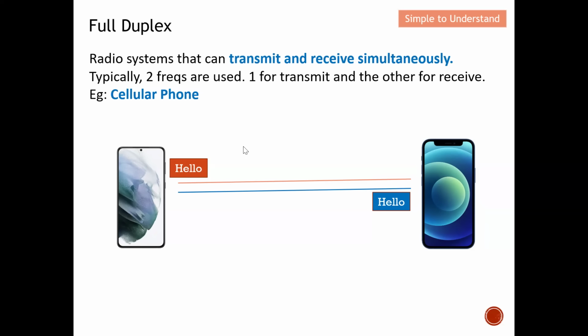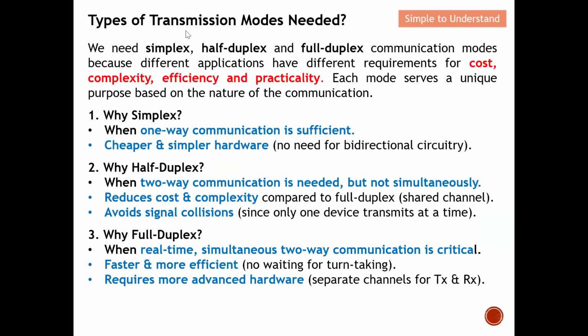Next, I would like to explain why we need these three types of transmission mode. Why do we need simplex, half-duplex, and also full-duplex? Basically, because of different applications and different requirements. For example, the cost: simplex has the most attractive cost, while full-duplex is the most costly compared to the other two. Complexity: again, full-duplex has a much more complex circuit compared to simplex.